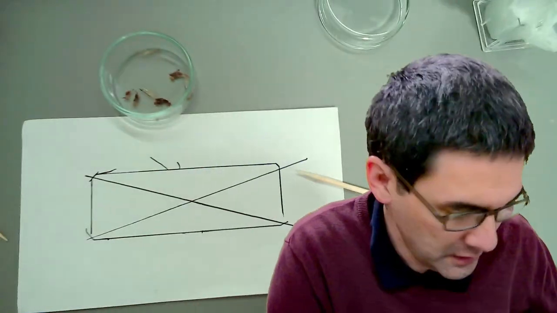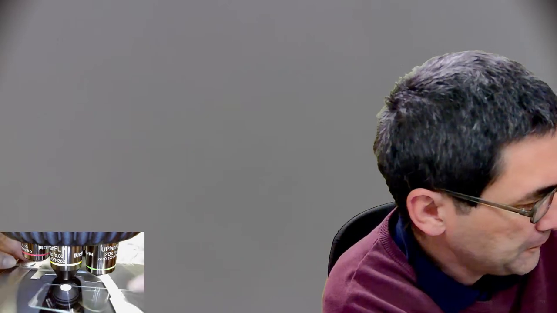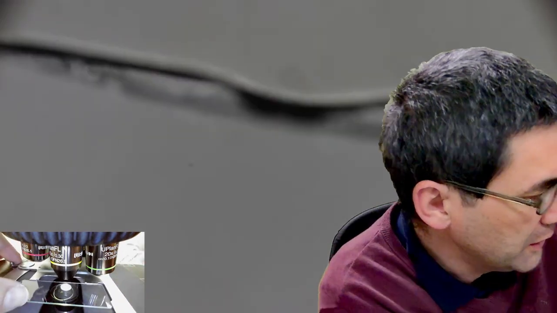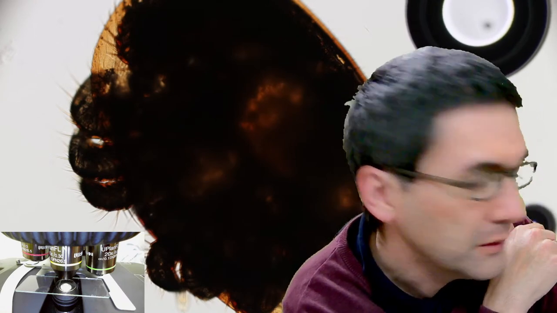So let's go back again to this one over here, and let's do a little check again. Don't use high power because you do not want to dip the objective into it. Okay, here's another bubble. Here, now you see the legs a little bit better. Let's open the condenser.